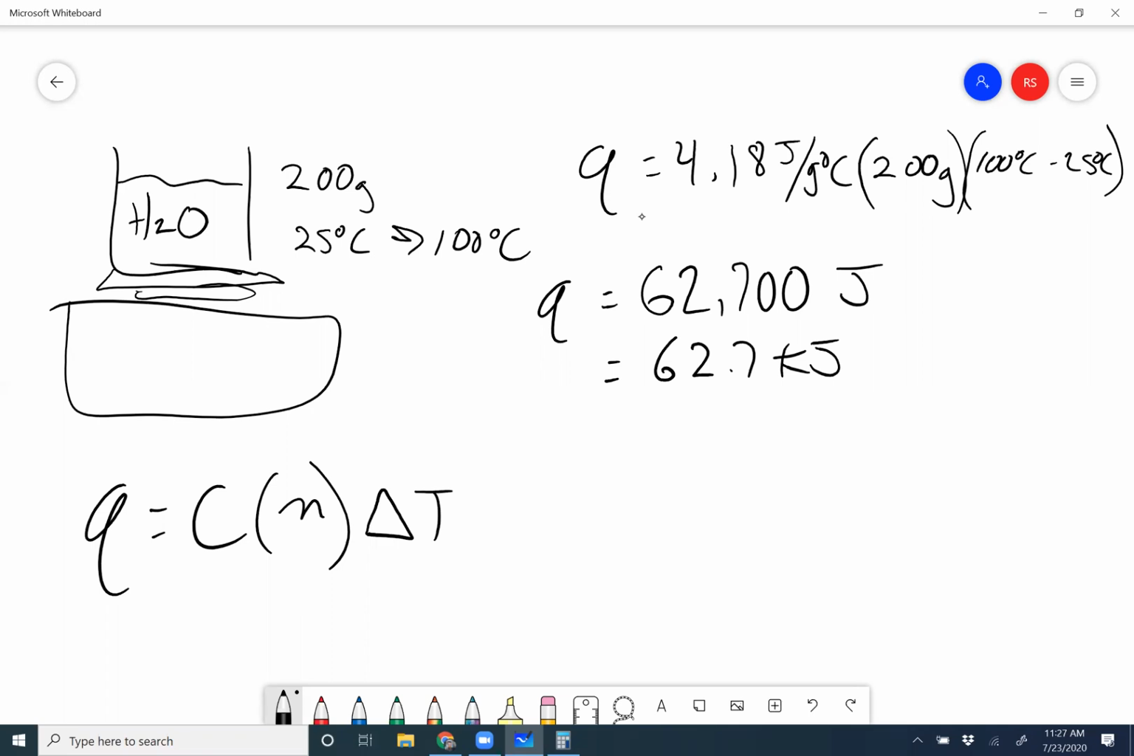So in the case of this thing, the amount of energy it takes for us to boil this water or bring it to 100 degrees C is way less than a candy bar that you would eat. So pretty cool.